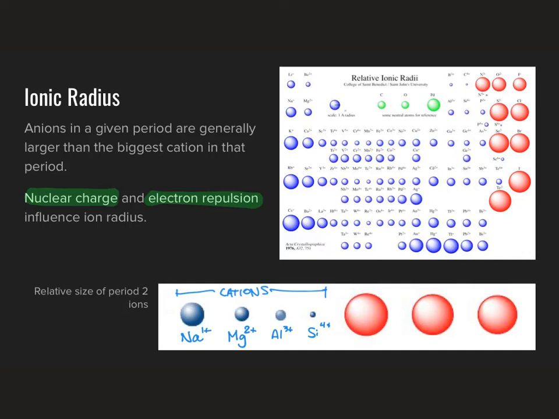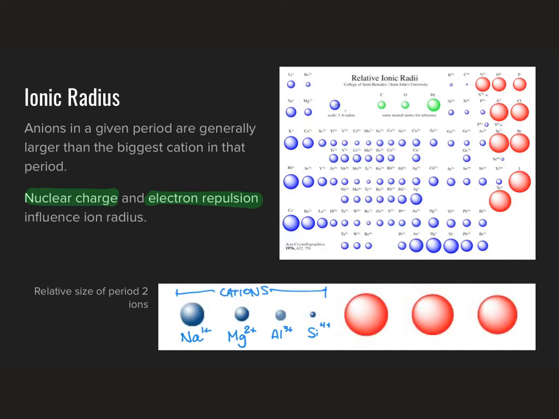So if the nuclear charge increases, it would seem logical again, just like before, that the radius of the ion would decrease due to the stronger attractive force acting upon the electron cloud from the nucleus.